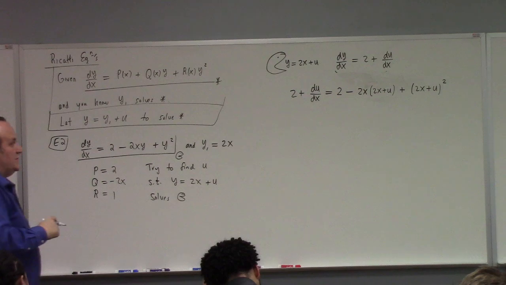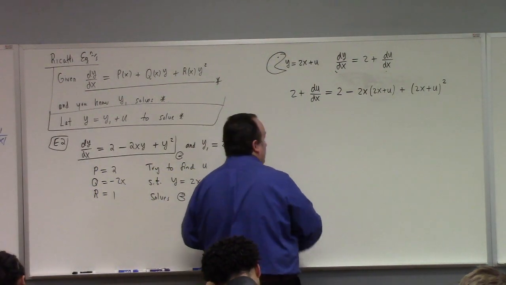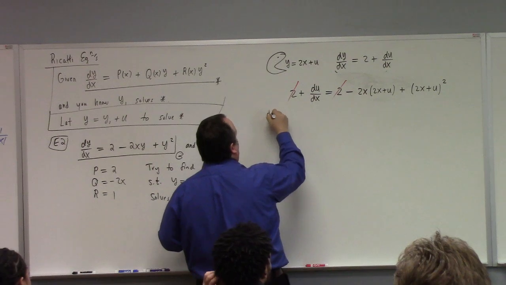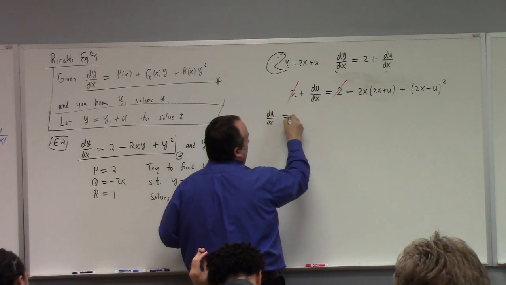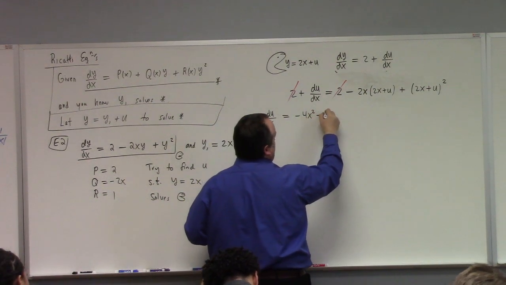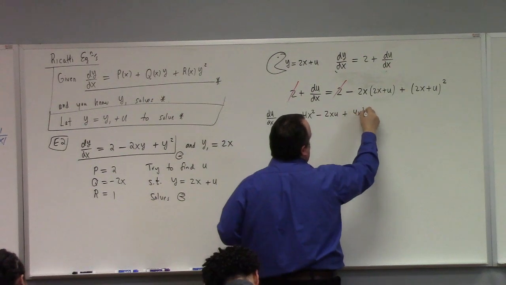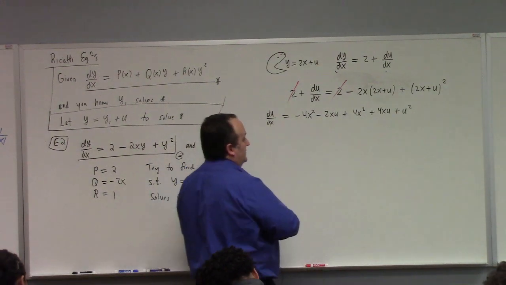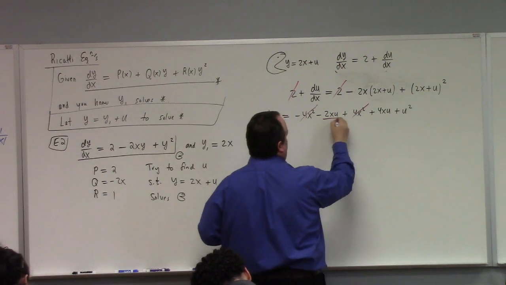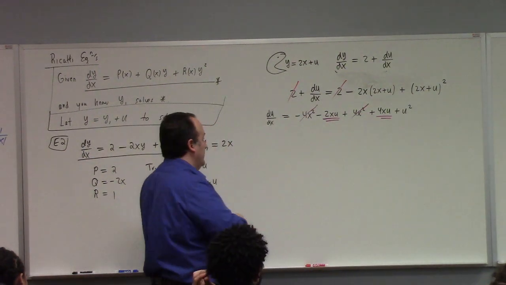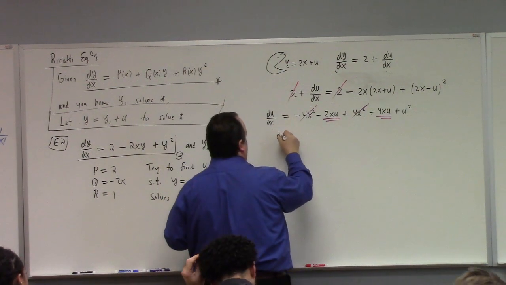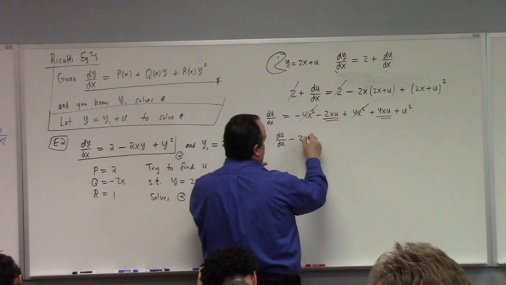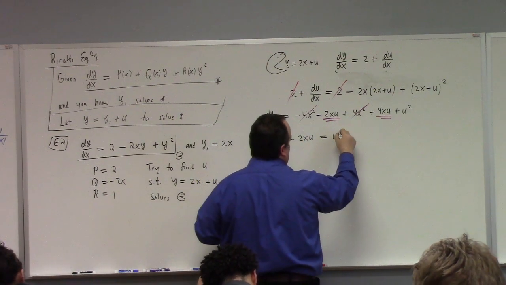What happens when we multiply this out, though? Well, the 2's are canceling. And when I FOIL that out, I get minus 4x squared minus 2xu plus 4x squared plus 4xu plus u squared. Lo and behold, these guys cancel, which is nice, and these simplify. I'm left with du/dx, and I have a plus 2xu there, so I move it to the other side: du/dx minus 2xu equals u squared.